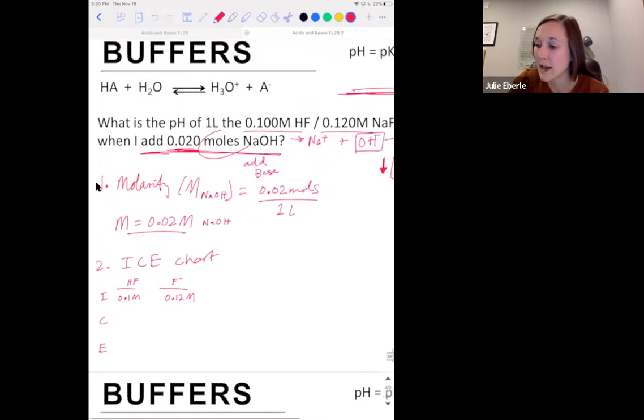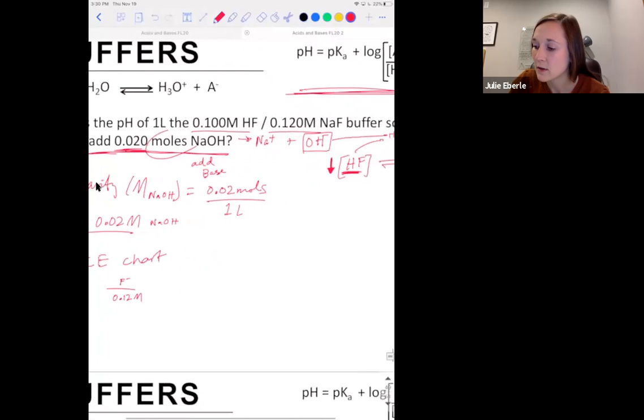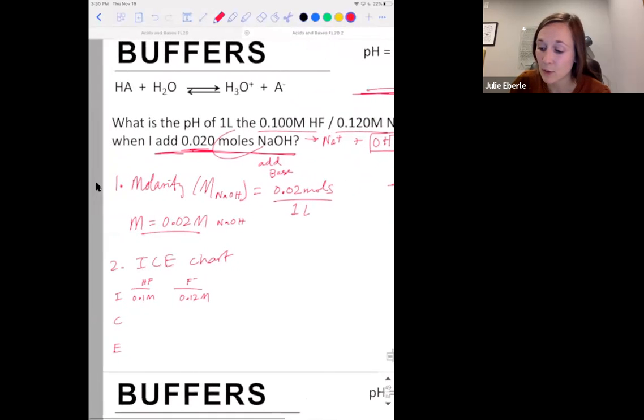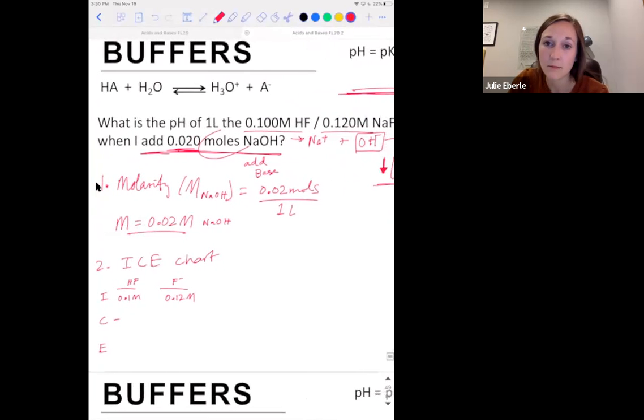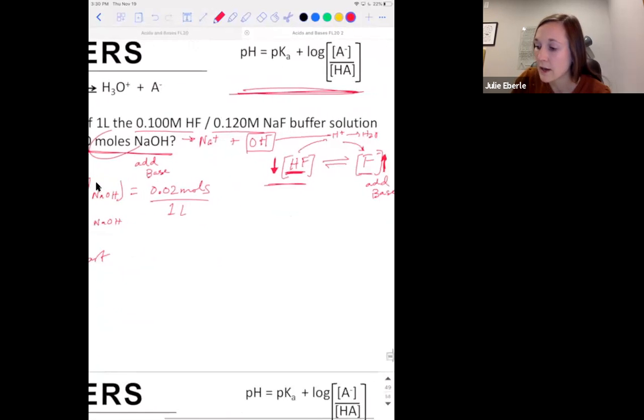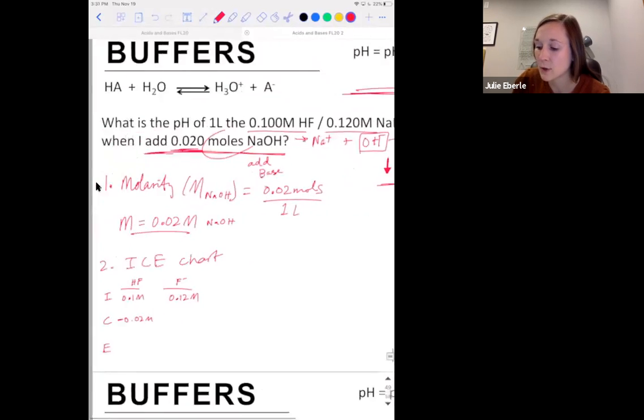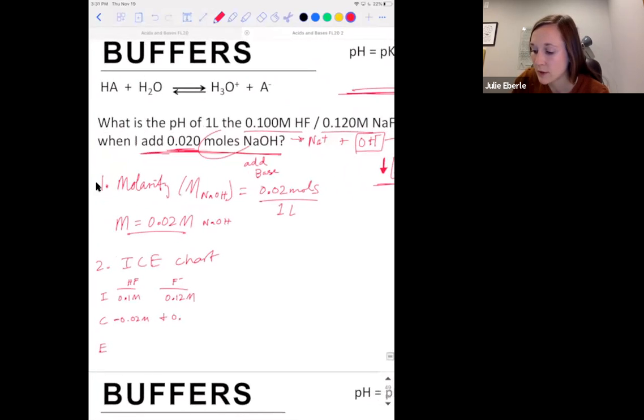And remember the downward arrow over here, right here for HF, means that we're going to decrease that amount. So we're going to subtract from this column. We're going to lose 0.02 molar. And the upward arrow indicates that we're going to add 0.02 molar to the conjugate base. Now we're just going to recalculate new equilibrium concentrations.